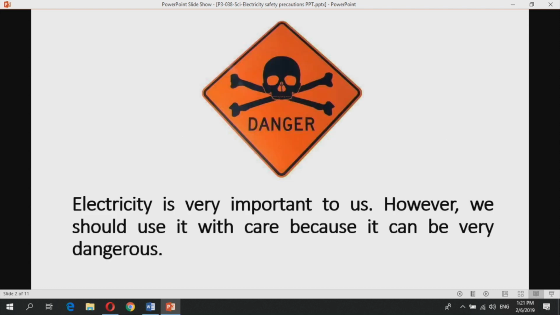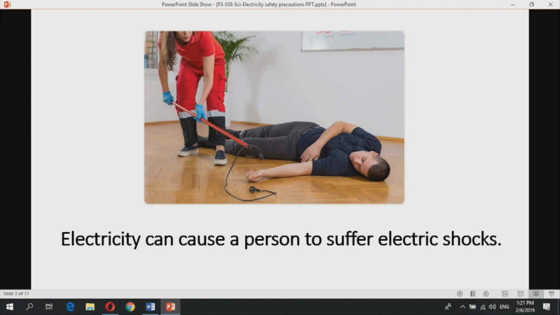Electricity is very important to us. However, we should use it with care, because it can be very dangerous. So we have to be careful. Electricity can cause a person to suffer electric shocks.